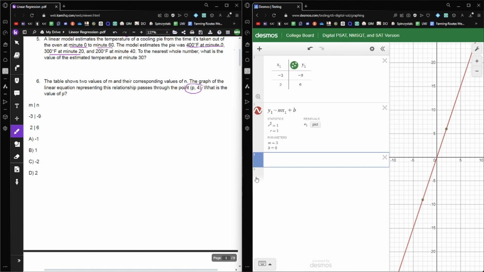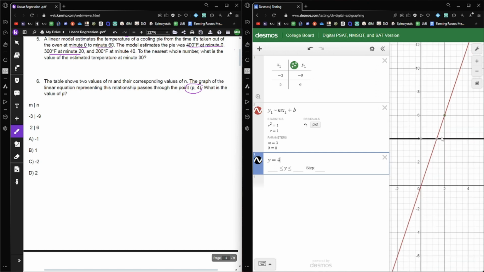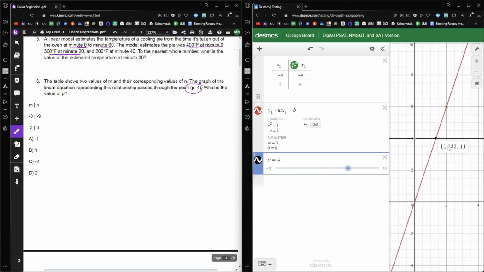The first way is to just type in here y equals 4, and now we're just gonna see the point, and we would see the point is 1.3334. So our answer would be 4 over 3. Another way we could do it is just substitute 4 into the equation.